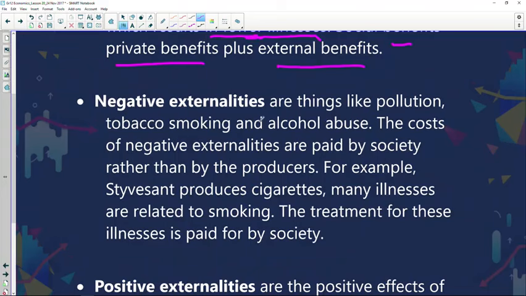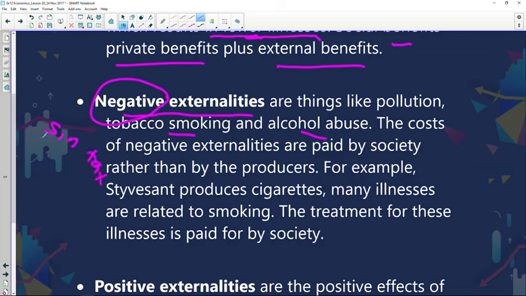Okay, so we move on to our externalities. These are things like pollution, tobacco smoking, cigarettes and alcohol abuse. Okay, so these are negative. We know that they are discouraged. Even when there's a national budget, they fall under what we call sin tax.